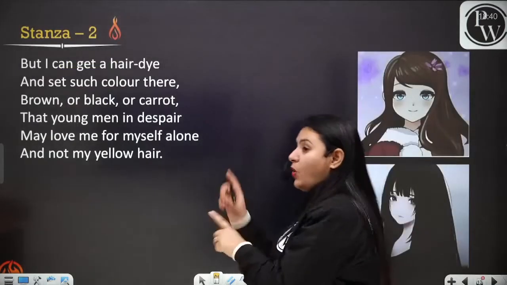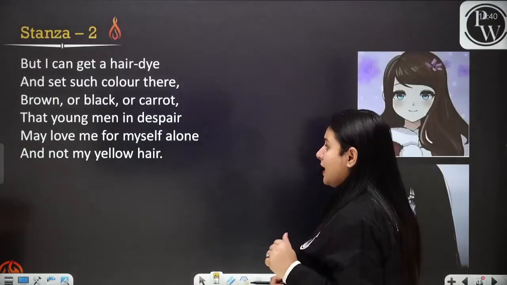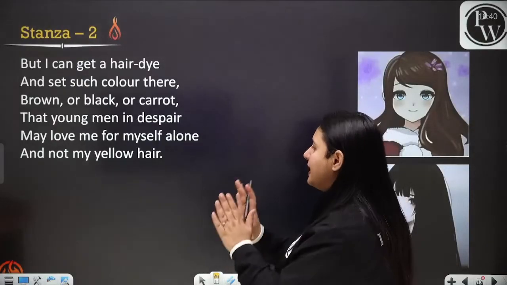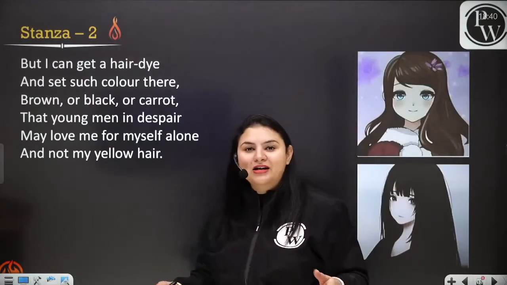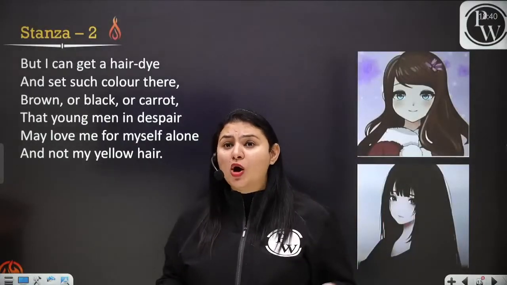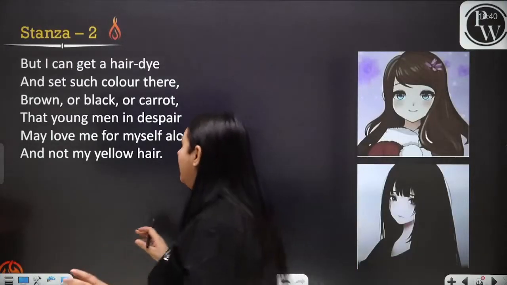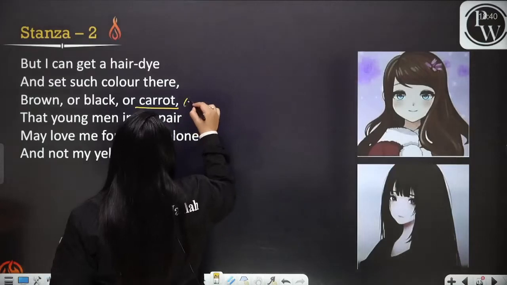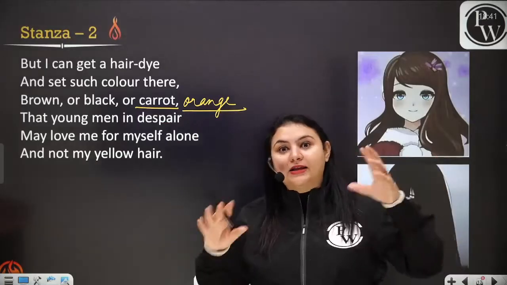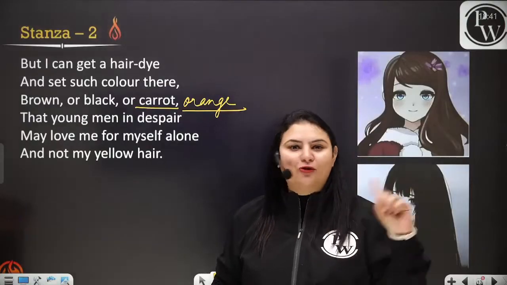Now, this is what Anne replies. See, Anne has a solution. She says, "But I can get a hair dye and set such color there, brown or black or carrot, that young man in despair may love me for myself alone and not my yellow hair." She's saying that if he is loving me for my yellow, blonde hair, I am going to dye my hair. I'm going to set such a color, brown, black or carrot. By carrot, she means orange. That young man in despair, that person who's in love with me, is going to love me for myself and not for my yellow hair.